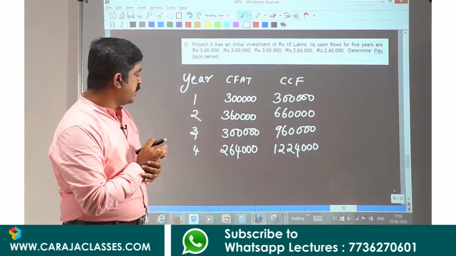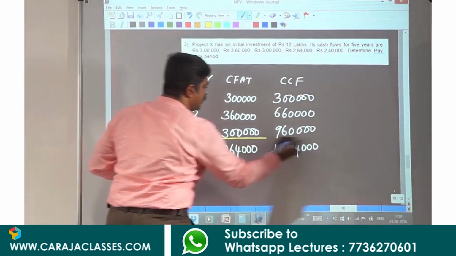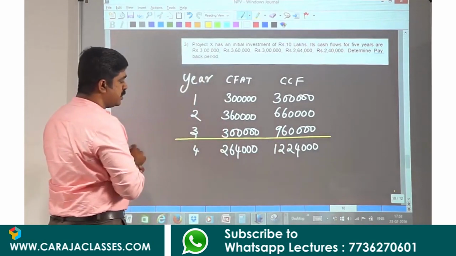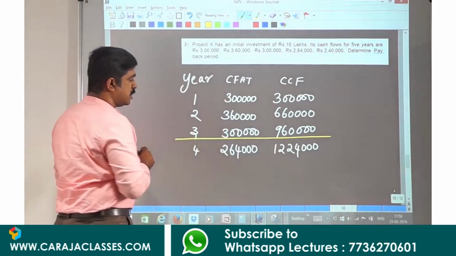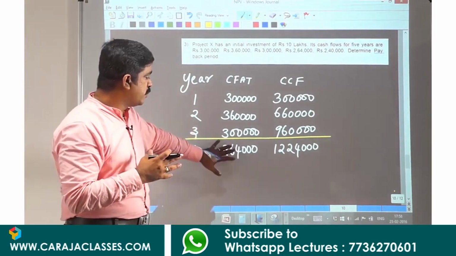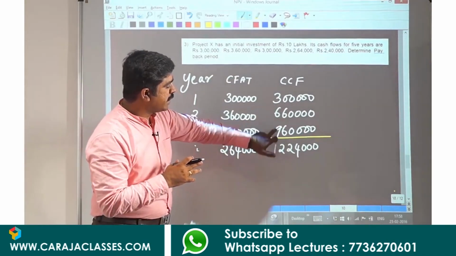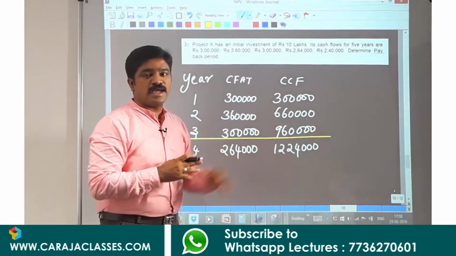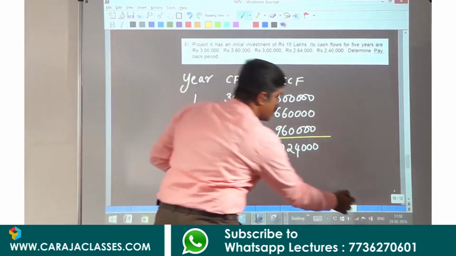So how do we find that? What we understand now is up to year 3, 9,60,000 is recovered. In year 4, what was the actual recovery? 2,64,000. And the 2,64,000 would have been realized or recovered over a period of 12 months. What we are concerned about is only the remainder. 10 lakh minus 9,60,000, the remainder is 40,000. So what I'll do, I'll write them here.